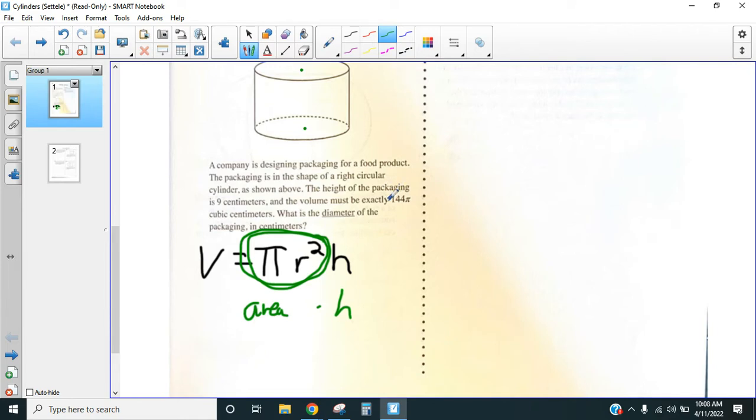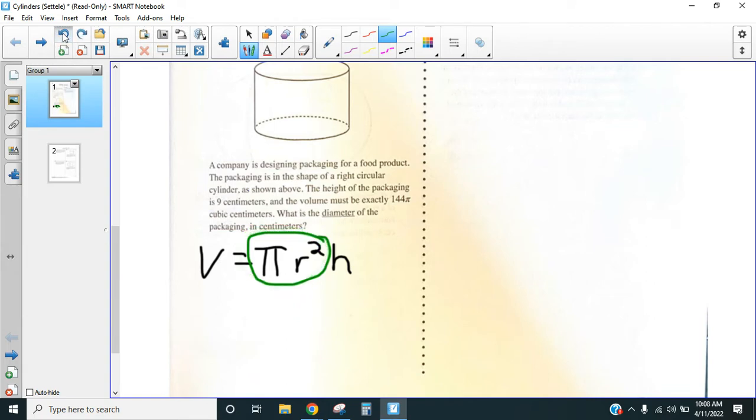Now, it doesn't work for a pyramid, right? Because they don't all stack up the same. It comes to a point. Same thing with a cone. But it's the area of the base times the height. Imagine stacking up that many circles. That's where the volume comes from.